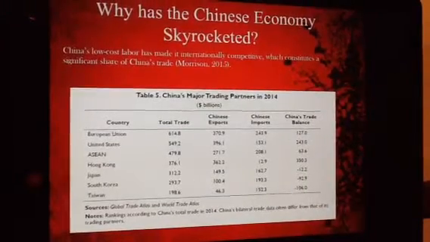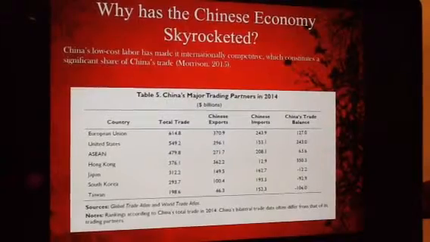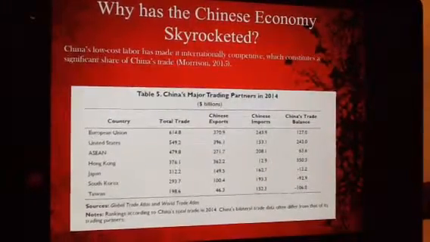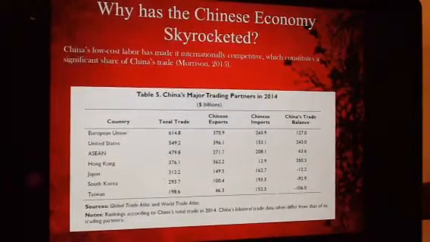Why has the Chinese economy skyrocketed? Chinese low-cost labor has made it internationally competitive, which constitutes a significant share of China's trade.